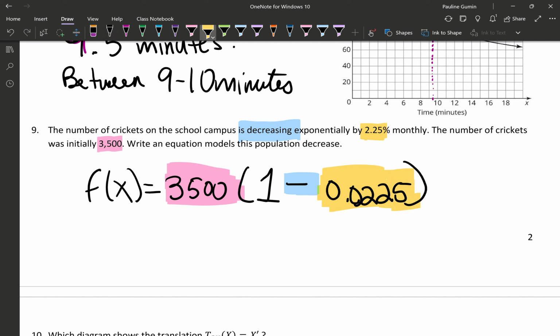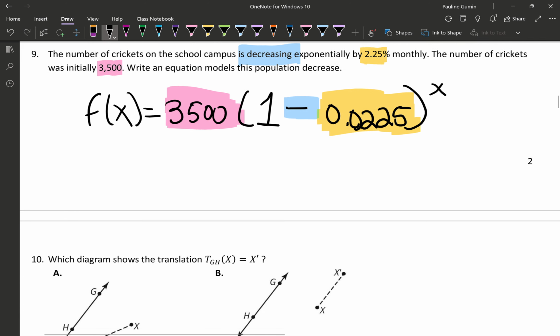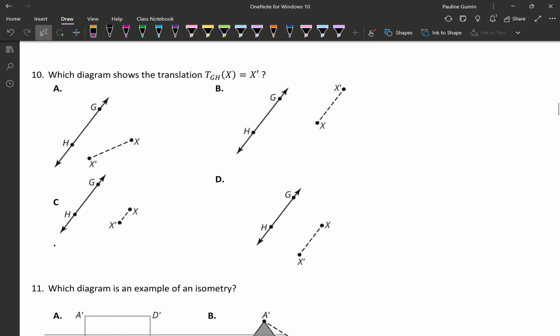And then I'm not given any specific time, so I'm going to just call it x. We could have done it with t, but I felt like doing x this time. All right, let's flip the page. Next unit. Which diagram shows the translation t g of h x equals x prime?